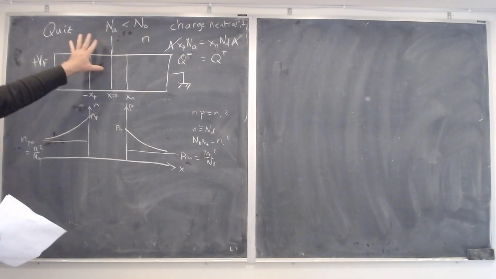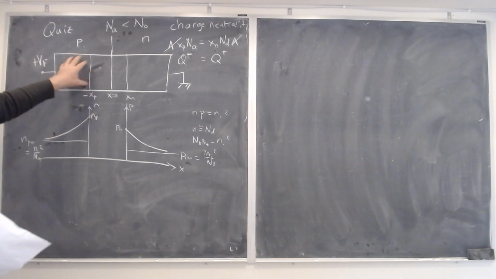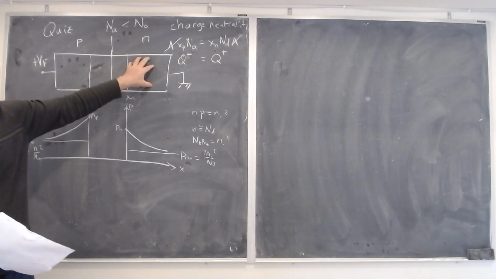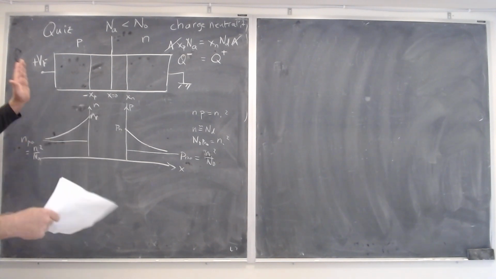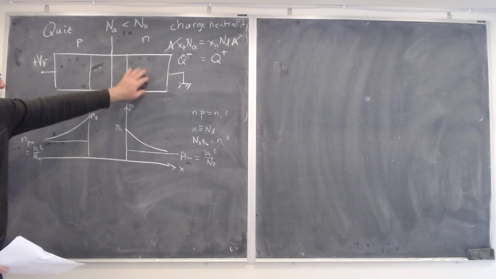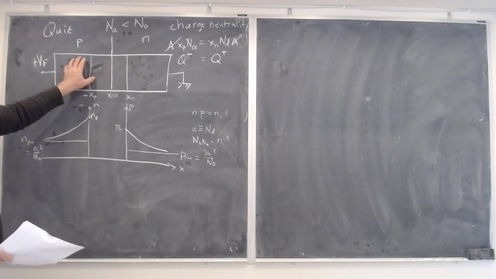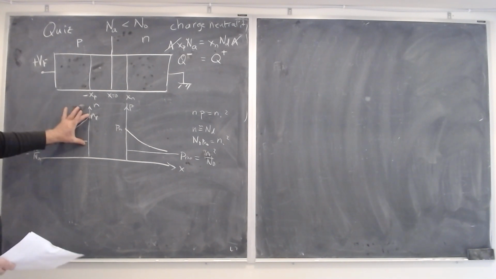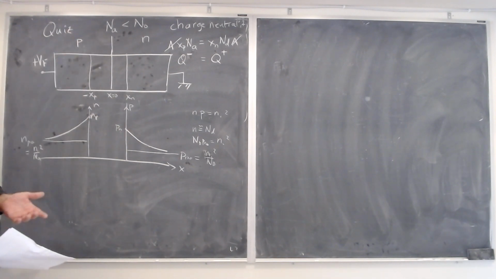If Na is smaller, there are fewer holes on this side than there are electrons on that side. So it makes sense that when I forward bias it, I'm going to get more electrons, because there are more electrons here than holes there. The electrons flooding over, that component of charge, is going to be larger than the holes going over there, because there are fewer holes to begin with.